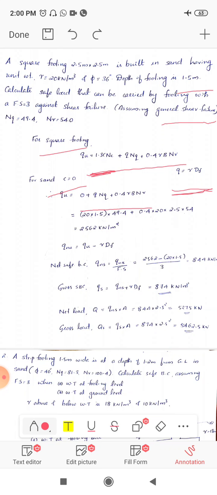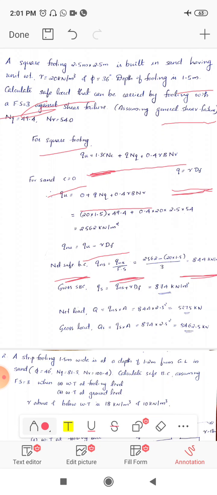Next, here we have to find out, so what's the question? Calculate the safe load. Okay, so we have to find out the safe load. Factor of safety is also given. So next step we have to calculate net ultimate load, qnu. Then net safe bearing capacity is equal to qnu divided by factor of safety. So qnu is equal to qu minus gamma Df. So 2562 minus gamma Df, we have to calculate it, and divide that qnu by factor of safety. We will get qns, net safe bearing capacity, obtained as 844 kilonewton per meter square.